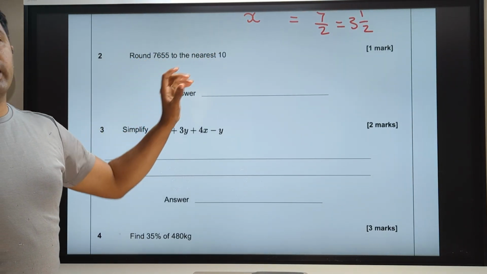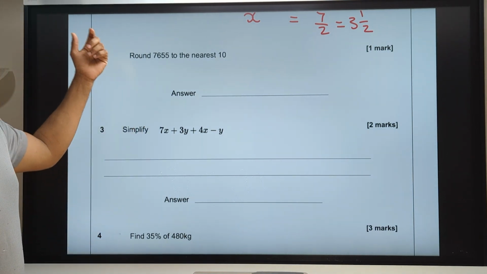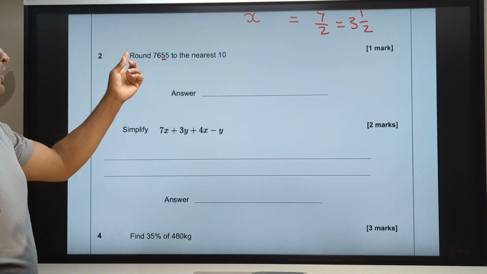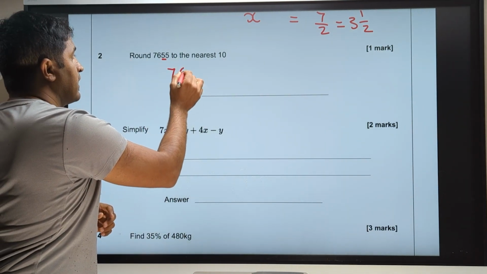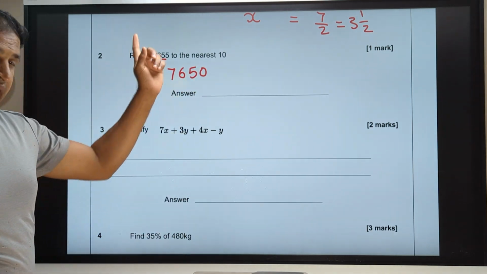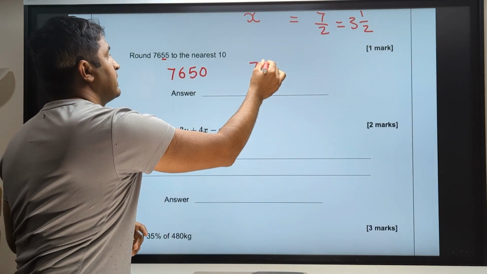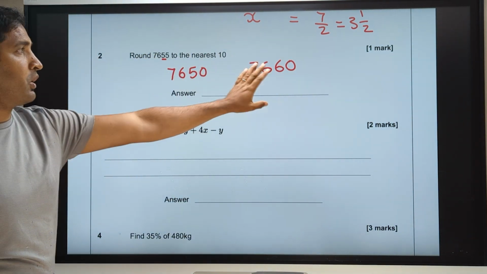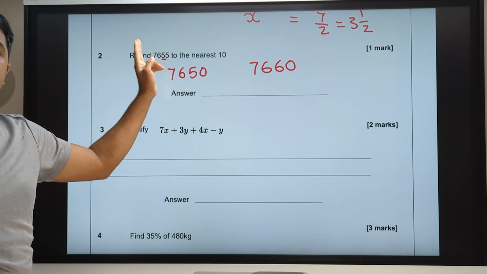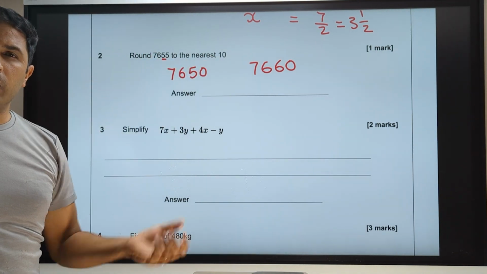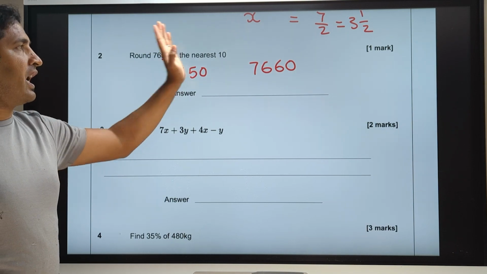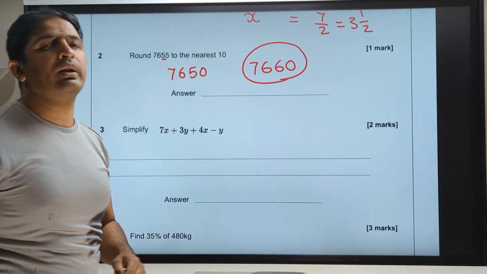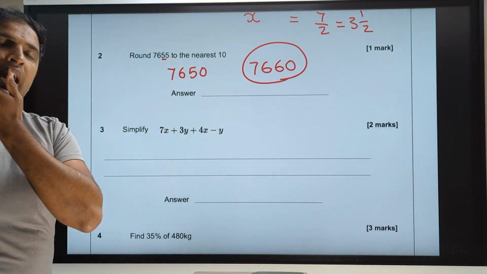Rounding numbers to the nearest 10. First, I need to look at which digit represents 10. This 5 represents 10. So is it going to be close to 7,650, or the next 10 after 50, which would be 7,660? Which of these two numbers is it close to? It happens to be exactly in the middle. By the rule of rounding, if it's exactly in the middle, we take it forward. We add it on, so it's going to be 7,660.